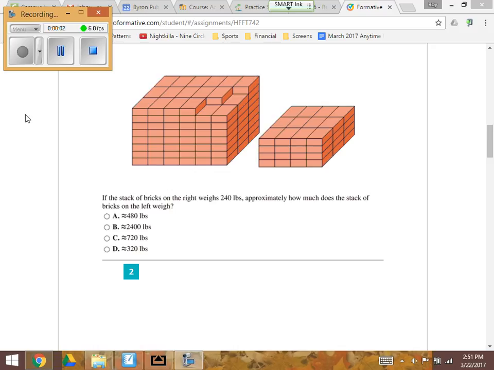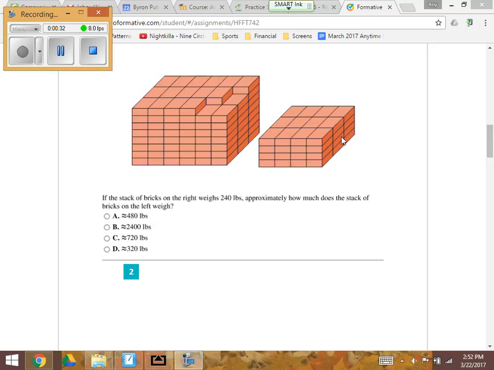If the stack of bricks on the right weighs 240 pounds, approximately how much does the stack of bricks on the left weigh? Well, okay, so I want to figure out about how many bricks are there on the right-hand side because that weighs 240 pounds. So this is about 240 pounds here. Again, I could be like, well, it's about halfway up, so maybe double it or something like that. But I guess I'd like to get a little bit more precise here.